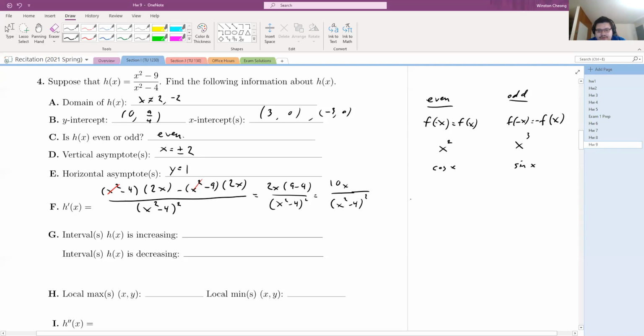a sign chart for this function. So let's go ahead and draw a sign chart. So the points that matter are, normally what you do is you set this equal to 0 and solve, and you also see when is h prime undefined. So when is the denominator equal 0, when is the numerator equal to 0? Numerator equals 0 at 0, denominator equals 0 at minus 2 and 2.